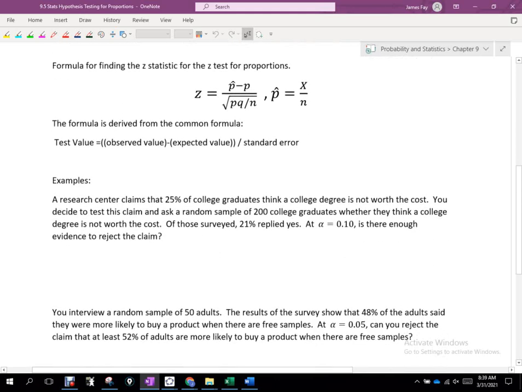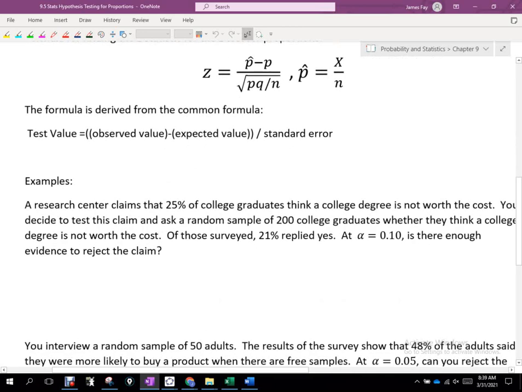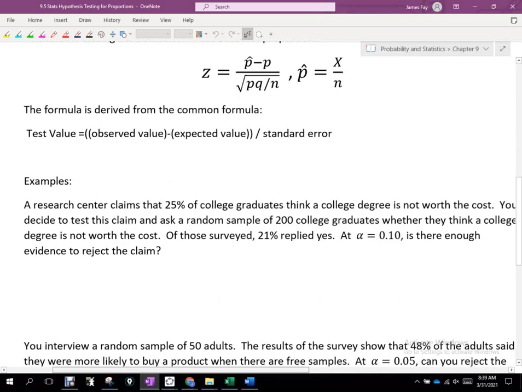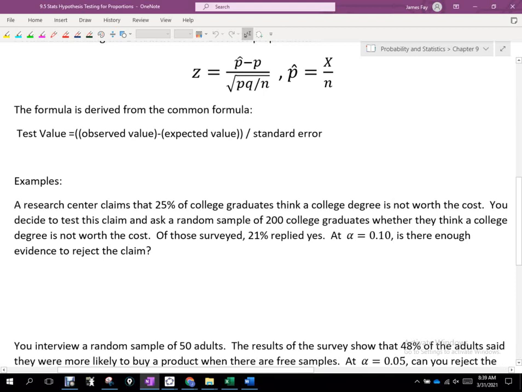This one says a research center claims that 25% of college graduates think a college degree is not worth the cost. Okay, so you decide to test this claim and ask a random sample of 200 college graduates whether they think a college degree is not worth the cost. Of those observed, 21 replied yes, or 21% replied yes. It says at alpha equaling 10%, is there enough evidence to reject the claim?